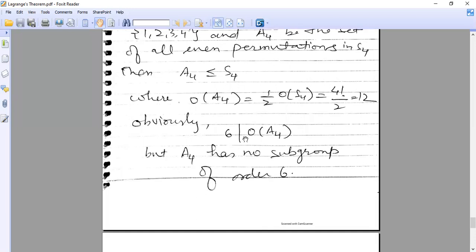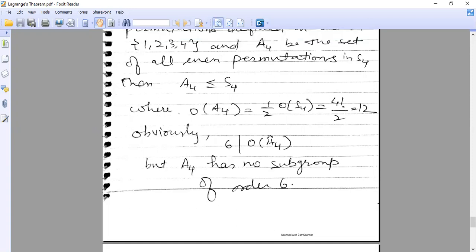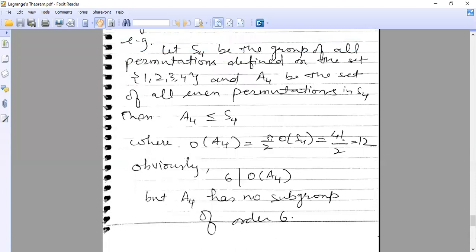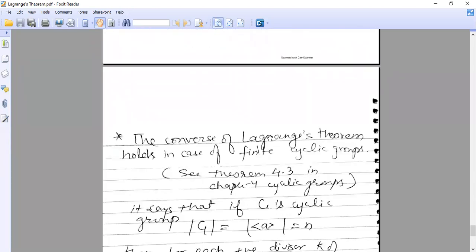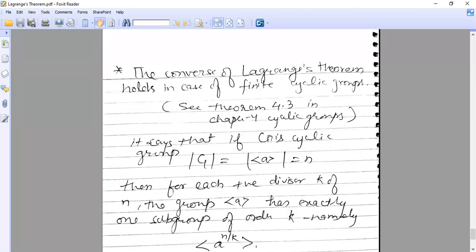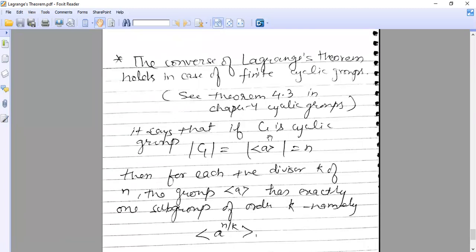Now 6 is a divisor of 12, so we can say 6 is a divisor of the order of A4, but A4 does not have any subgroup which has order 6. So this was the example where we have shown that the converse of Lagrange's theorem is not true.